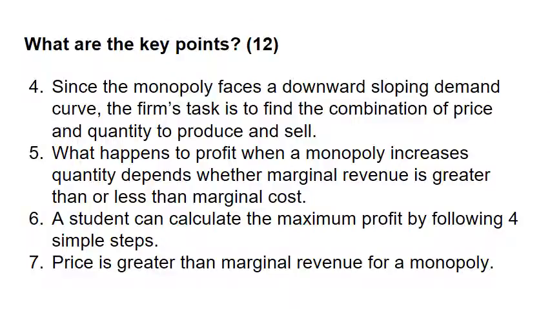Since the monopoly faces a downward sloping demand curve, the firm's task is to find the combination of price and quantity to produce and sell. What happens to profit when a monopoly increases quantity depends upon whether marginal revenue is greater than or less than marginal cost. A student can calculate the maximum profit by following four simple steps.